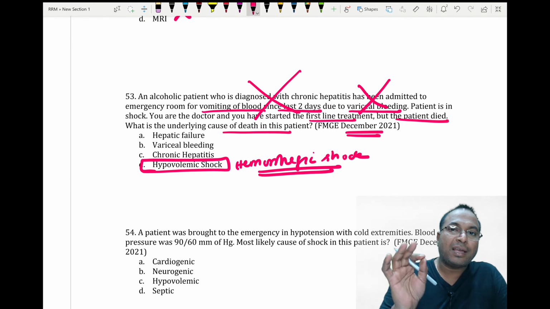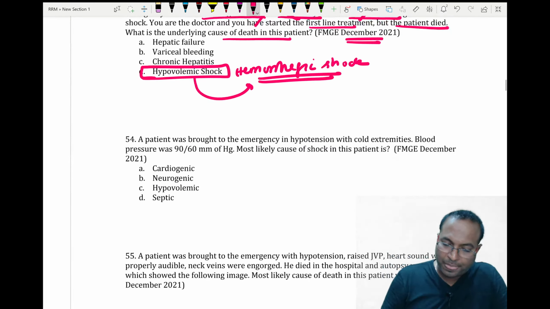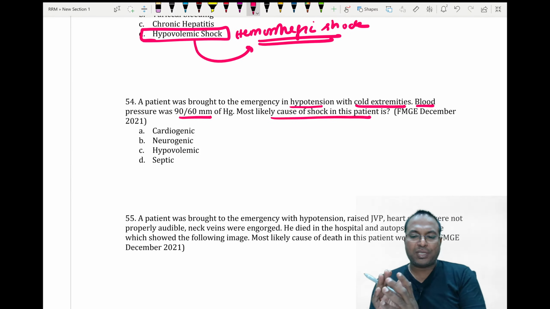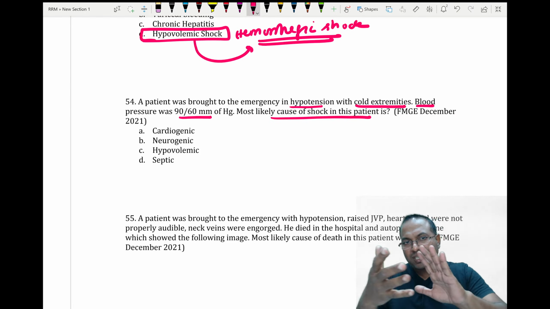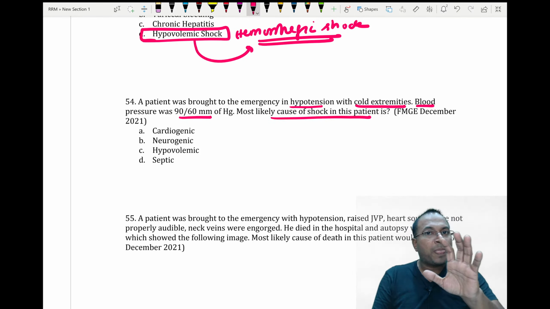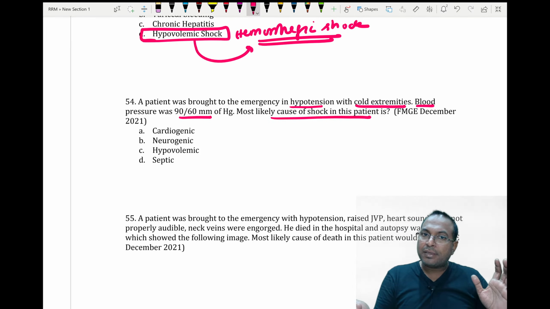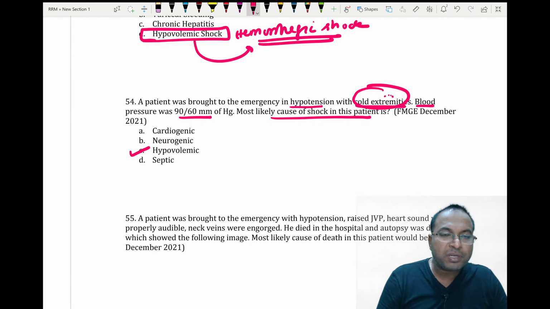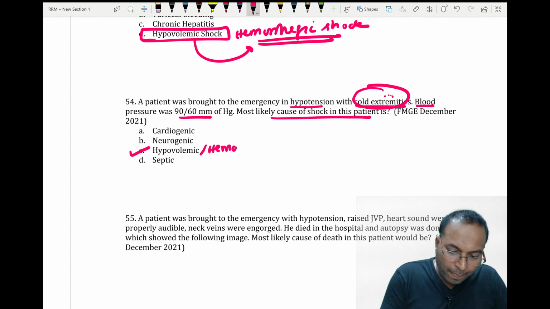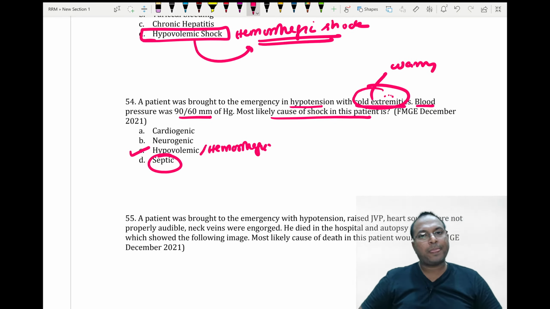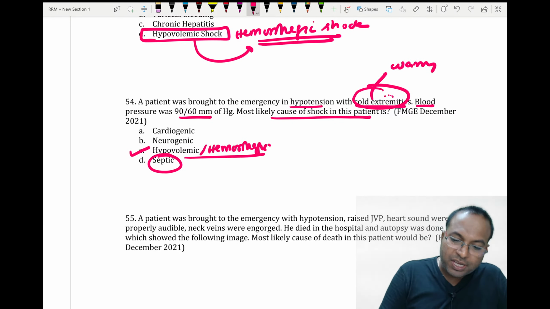The patient died of bleeding. Hemorrhagic shock is a type of hypovolemic shock. A patient was brought to emergency with hypotension and cold extremities, BP 90/60. Most likely cause? See, whenever you see a patient in shock, there are 2 methods. Just shake hands with the patient. If the palms are chill, it is hemorrhagic shock. If it is warm, it is septic shock. So the simple catch point: cold extremities, it is hypovolemic or hemorrhagic shock. If the same patient had warm extremities, my answer would have been septic shock. Here the best answer is hemorrhagic shock. Okay.